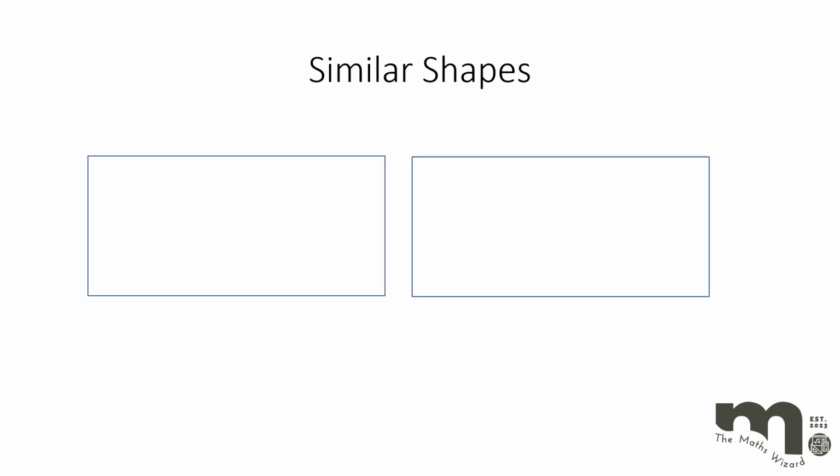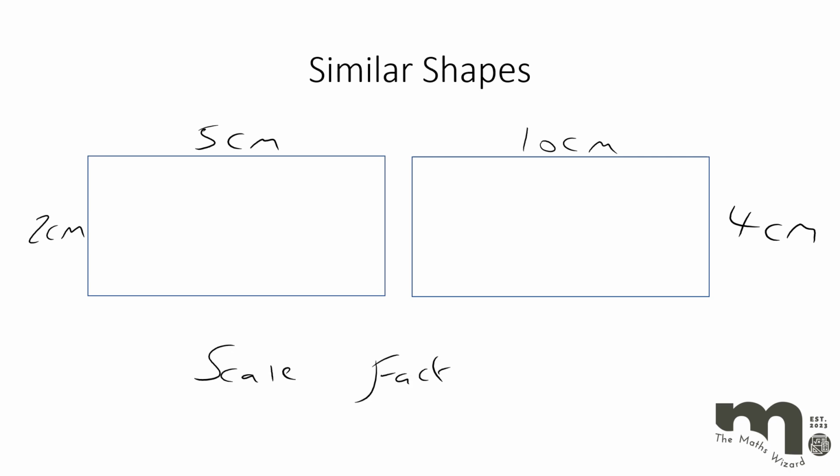So let's say this is 5 centimeters, this is 2 centimeters. Now, if this was 10 centimeters and this was 4 centimeters, these two shapes would be similar. So your scale factor here would be 2, because both sides are 2 times bigger. We do 5 times 2 to get 10, 2 times 2 to get 4.